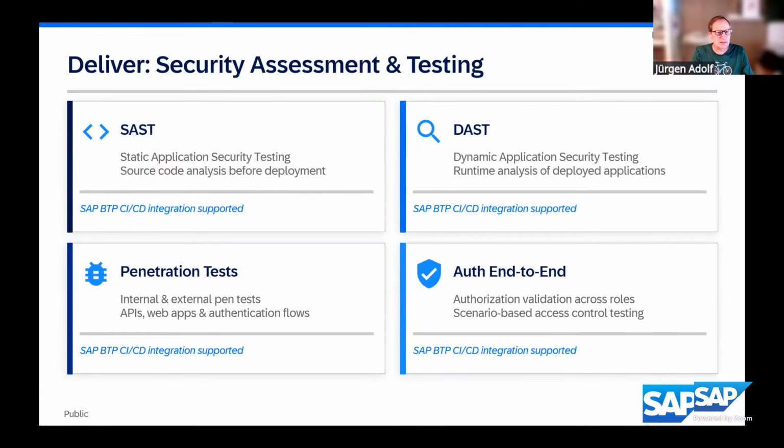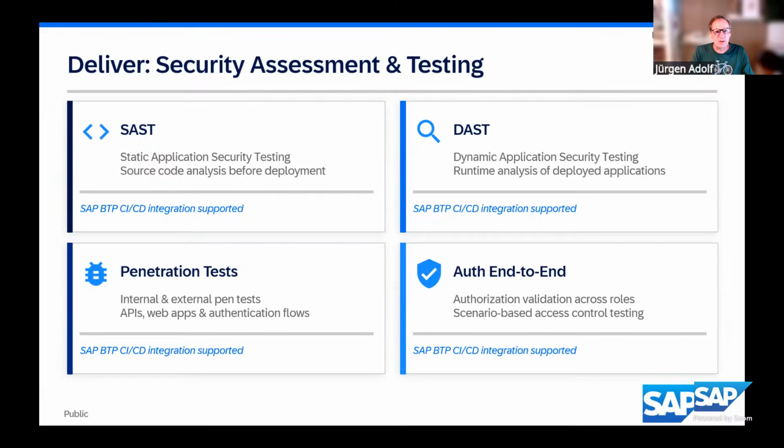Then we have DAST, the dynamic application security testing, which runs against the deployed application at runtime, while SAST looks at the coding. And this is against the application while it runs, and it simulates how an attacker would interact with the application and finds vulnerabilities that only appear when the application is running. Then we have penetration tests.